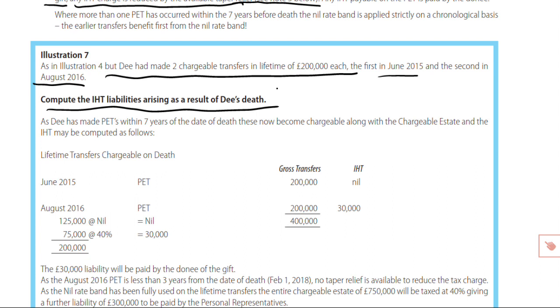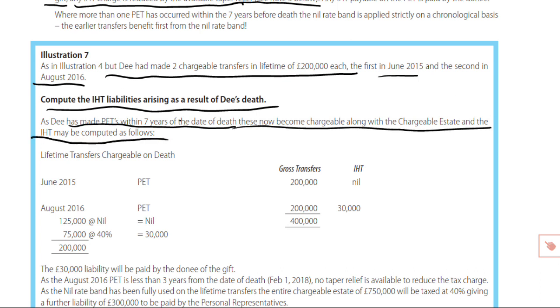So, as D has made now 2 lifetime transfers, both of these to various individuals in lifetime, we've labelled them as pets, potentially exempt transfers. D has made pets within 7 years of the date of death. These now become chargeable along with the chargeable estate, and the IHT may be computed as follows.